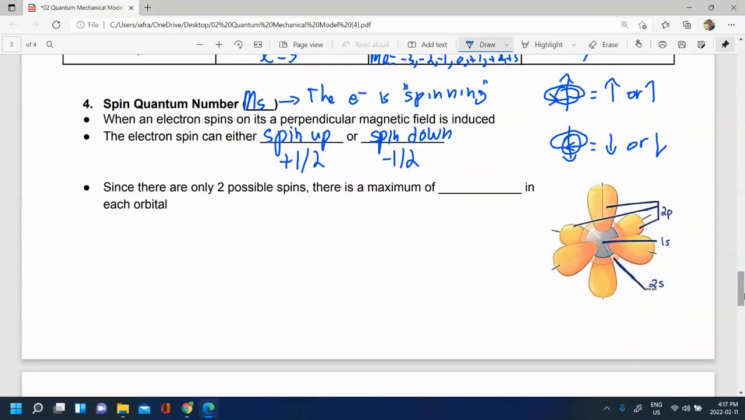So since there's only 2 possible spins, that's why we really only have a maximum of 2 electrons in each orbital, in each little box. And that explains that. So to summarize what we just saw with these quantum numbers, we're going to do an example. I'm going to draw out some electrons for an atom, and we're going to determine the quantum numbers for a specific electron in that atom.